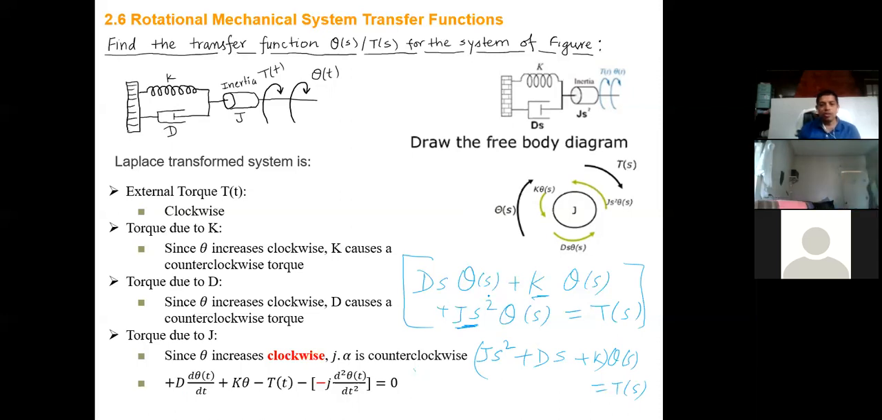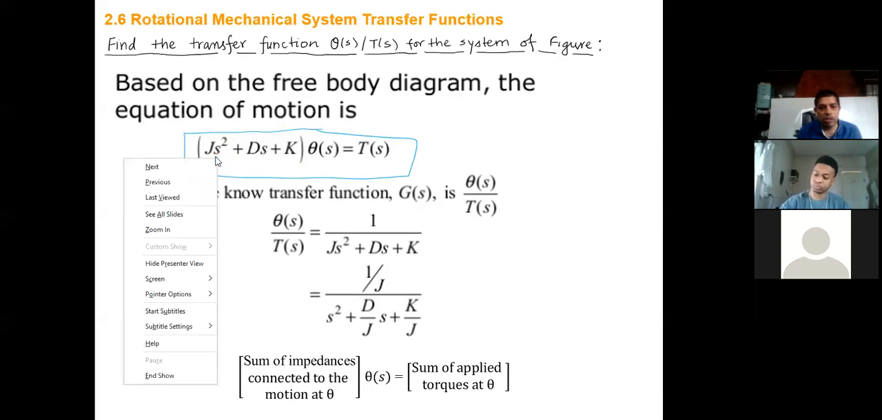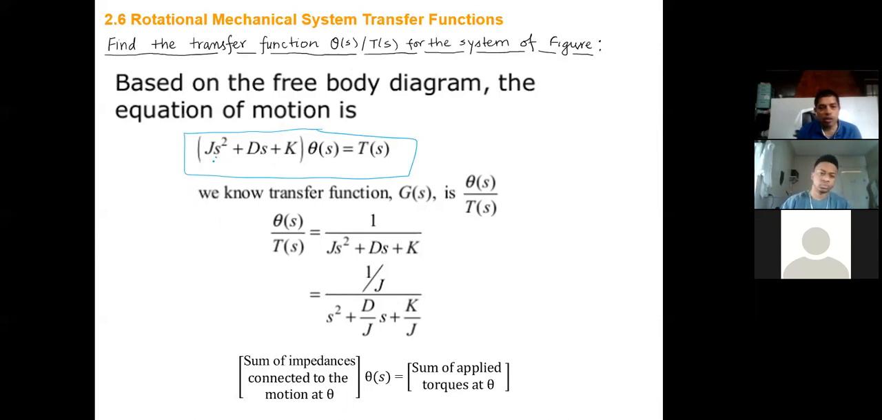So in the beginning, I said you'll be excited about today's lecture. You know why? Because even without doing this, you can simply write this. What do I mean by that? So what is on the left hand side? Sum of impedance connected to motion at theta 1. So this is what I meant.